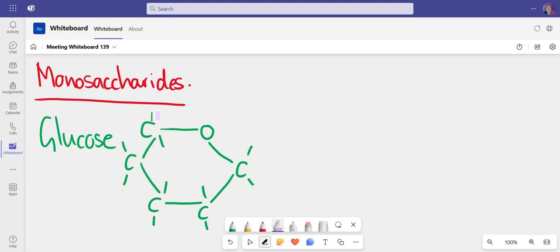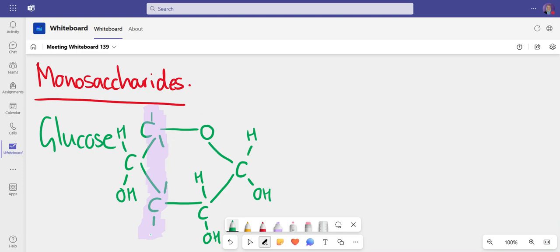Now, two of the carbons are slightly different. These two here above one another are slightly different, so I'm going to leave those ones to last. The others all have a hydrogen atom above the carbon and a hydroxyl group below the carbon. Hydrogen above, hydroxyl below. Hydrogen above, hydroxyl below. The oxygen only has 2 bonds and therefore there's no hydrogen or hydroxyl attached.